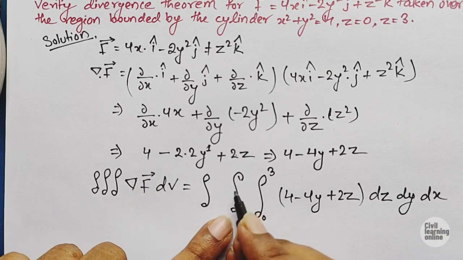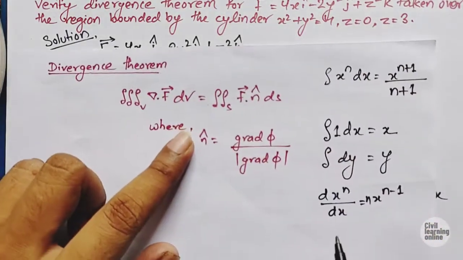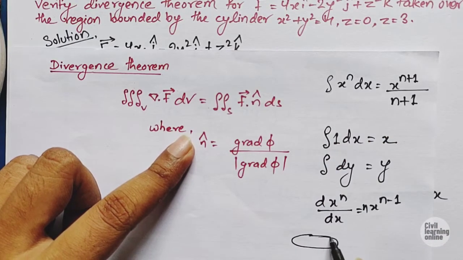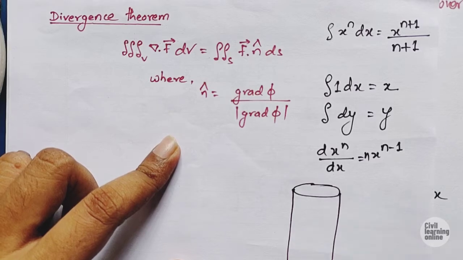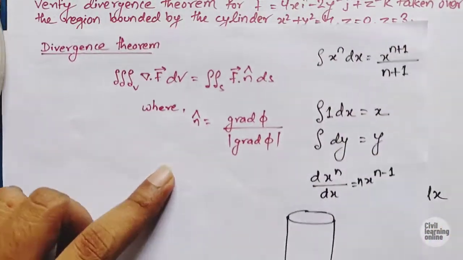Now how will we get the limits of y? See here, we are given the equation of the base of the cylinder. The cylinder has a circular face, and we are given the equation x square plus y square equals 4.